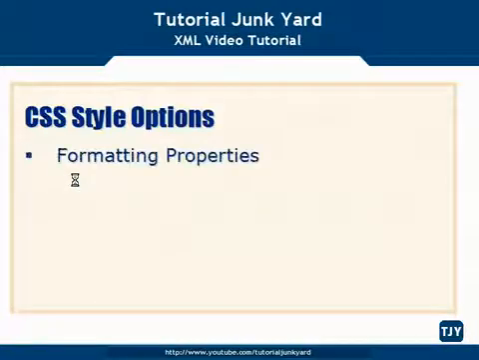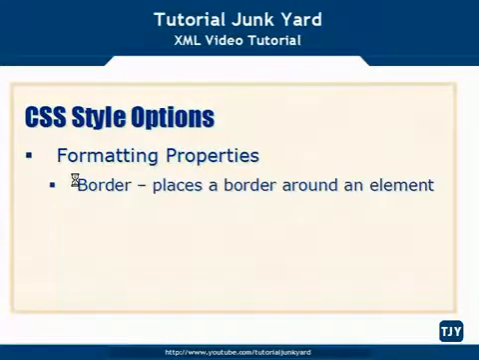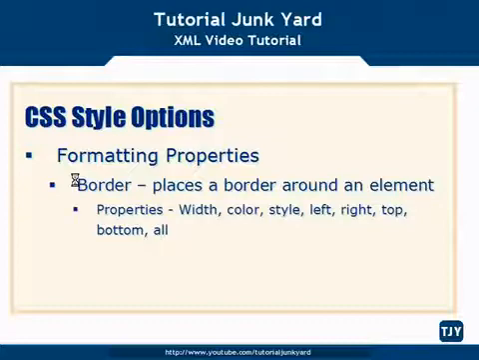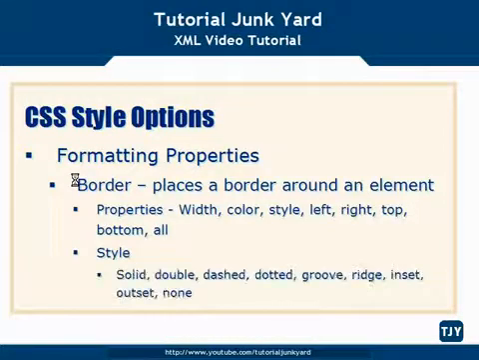Now, when we jump over into the formatting properties, these are the ones we're mostly used to doing. Notice there's a border property that we can use to place a border around an element. Now, this can be really, really cool. Notice some of the settings we can set on this border: the width, the color, the style, left, right, top, bottom, all, and so forth. The style is whether the border around our particular element is a solid line, a double line, dashed, dotted, and then groove, ridge, inset. We can make it look like a button. We can more or less buttonize our data. It looks like a button in a regular Windows program. Outset and none.